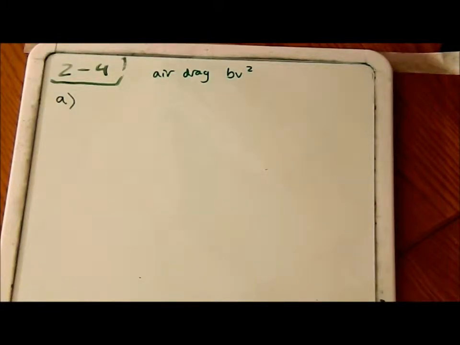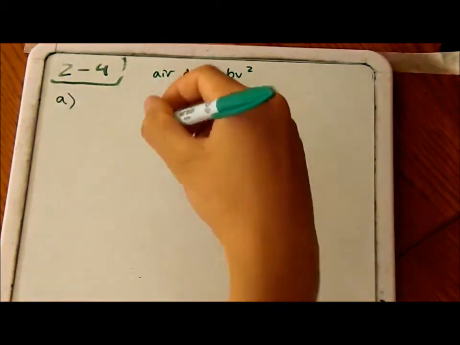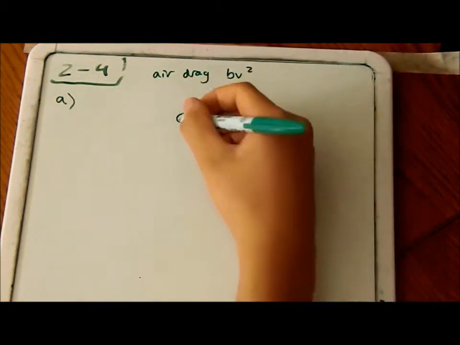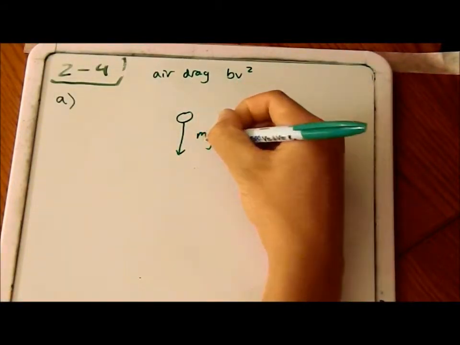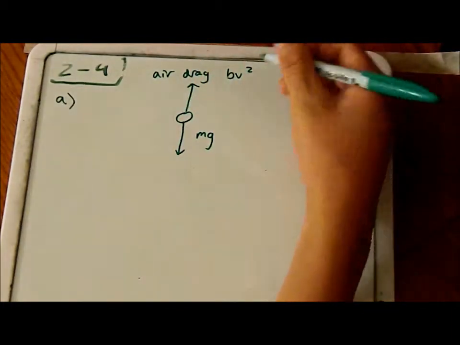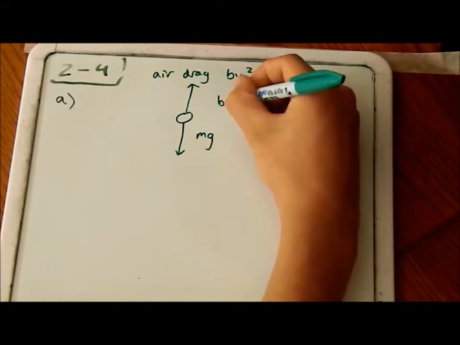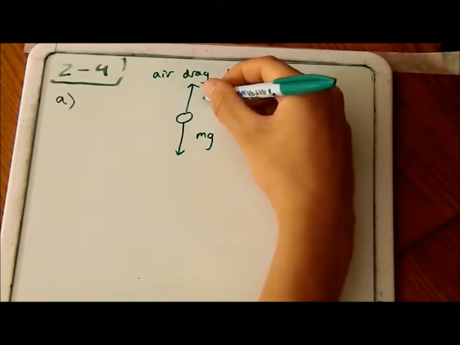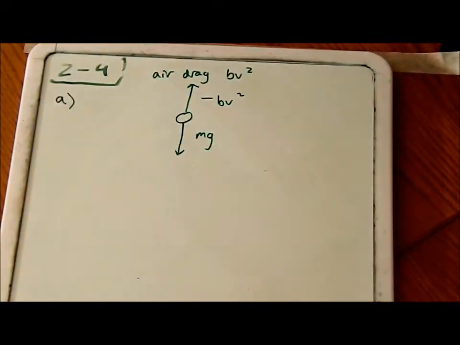And so for part A, we have to label any forces that are acting on the ball. So here's the ball, and there's a downward force of gravity, which is mg, but then there's also an upward force of the air drag, which is bv squared, but then it's negative because it's resisting against the force of gravity. So that's your answer.